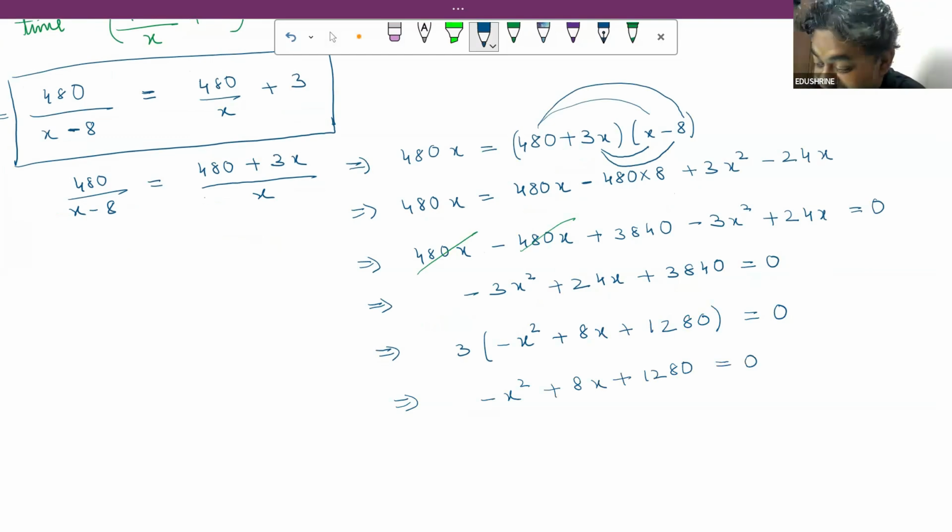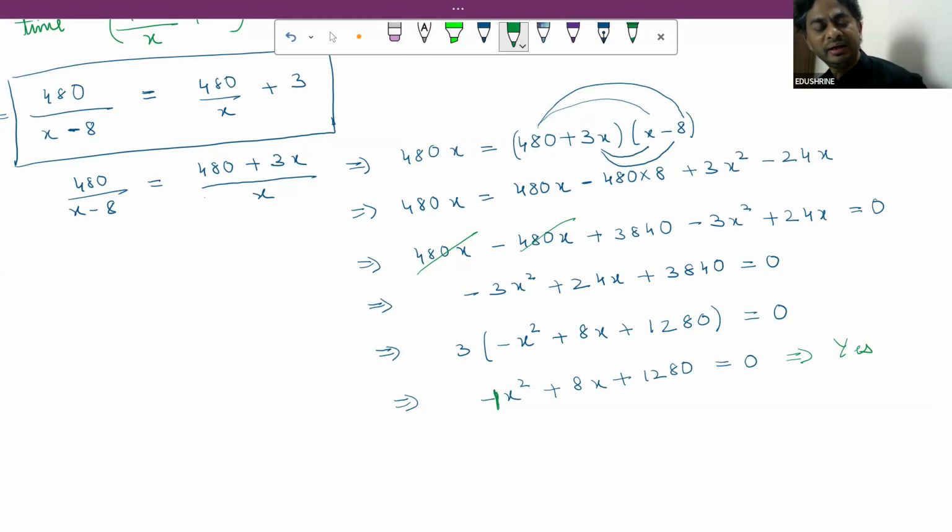So is this a quadratic? Yes, this is a quadratic. Why is it a quadratic? Because I can easily see it is in the form of ax square plus bx plus c equal to 0. Anything in the form of ax square plus bx plus c equal to 0 will be considered a quadratic equation. A is negative. Here the coefficient is what? It is minus 1. Doesn't matter.